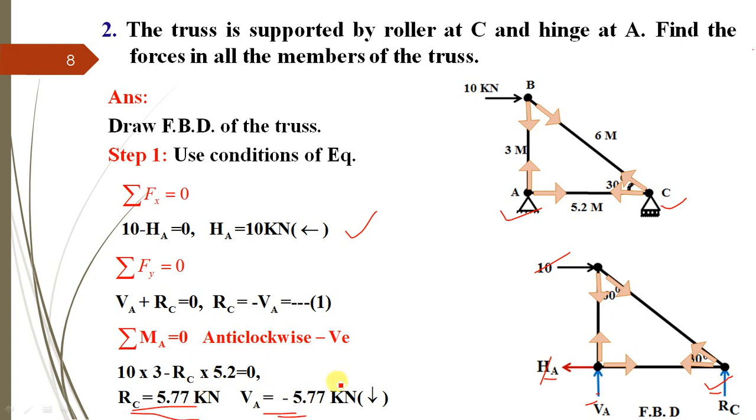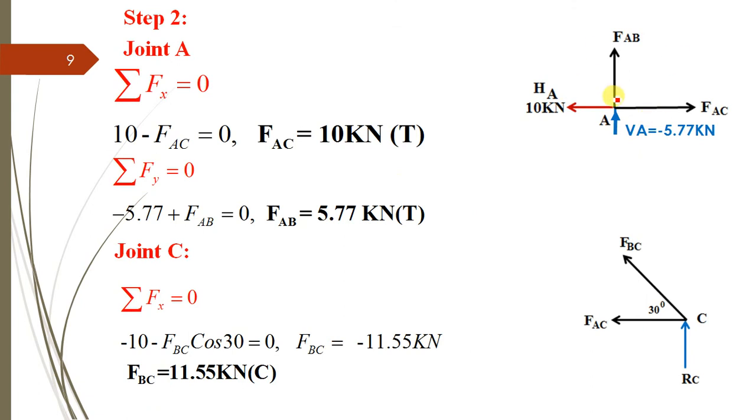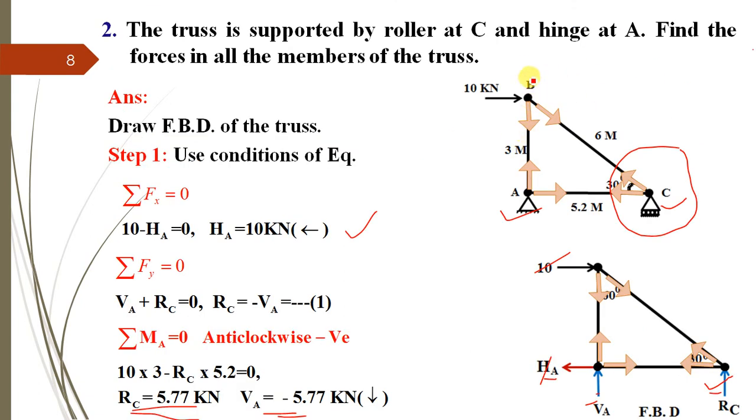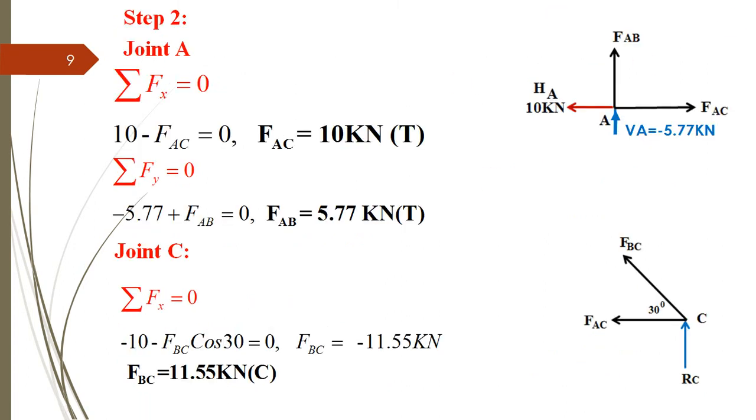Now we know RC, we know VA and we also know HA. So we know all three unknowns; the support reactions are known to us. Now the next step is to go to the joint which has the minimum number of unknowns. First I have considered joint A. Why A? Because here 4 unknowns are there: 2 are the support reactions, 2 are these members. But out of those 4, 2 are already known to us. So we can go for joint C also or joint A also. Take any joint, no problem. Let us go to joint A.